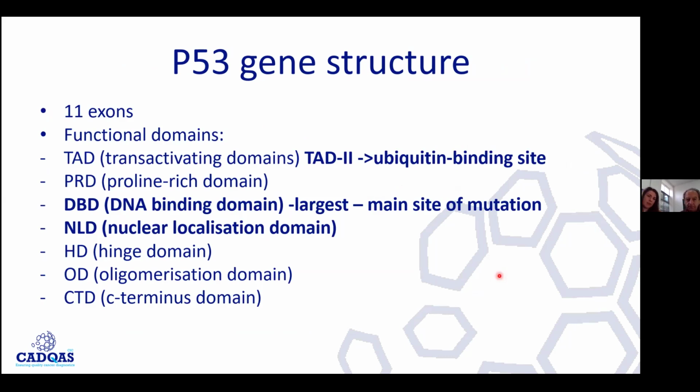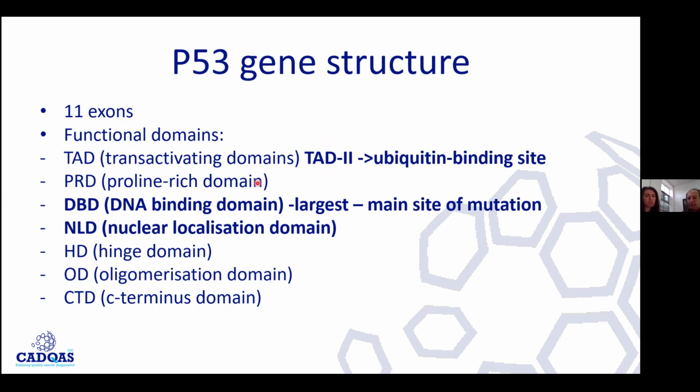I mentioned this previously, but P53 has 11 exons, so it's more than your average gene. And given the small size, it's even more impressive. And it has a few important domains, like the transactivating domains. There are two, and one of them is where the P53 protein is basically recycled, if we can say so. Ubiquitinated, so this is to degrade.